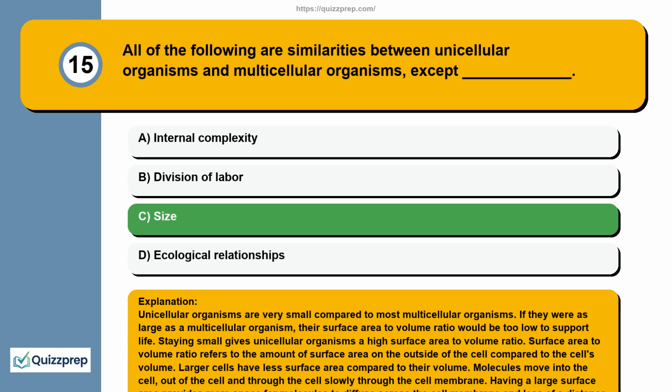Larger cells have less surface area compared to their volume. Molecules move into the cell, out of the cell and through the cell slowly through the cell membrane. Having a large surface area provides more space for molecules to diffuse across the cell membrane and less of a distance to travel inside the cell to supply organelles with materials needed for metabolism.